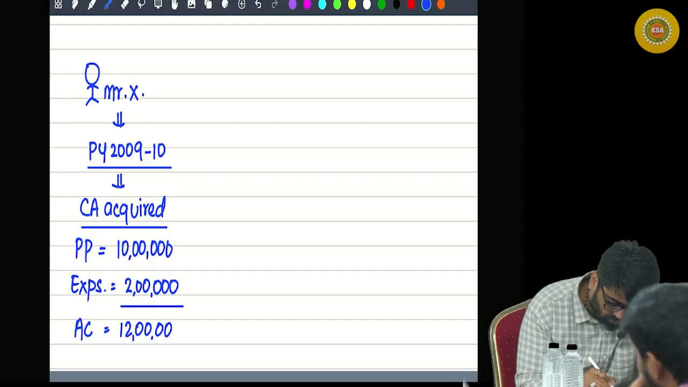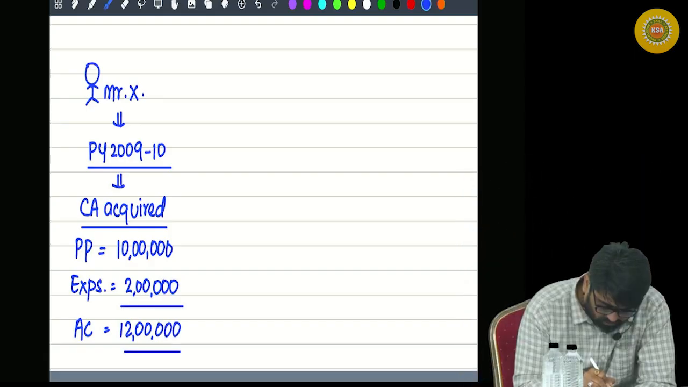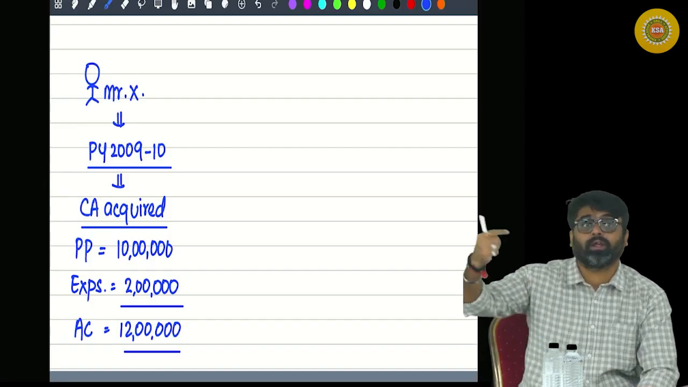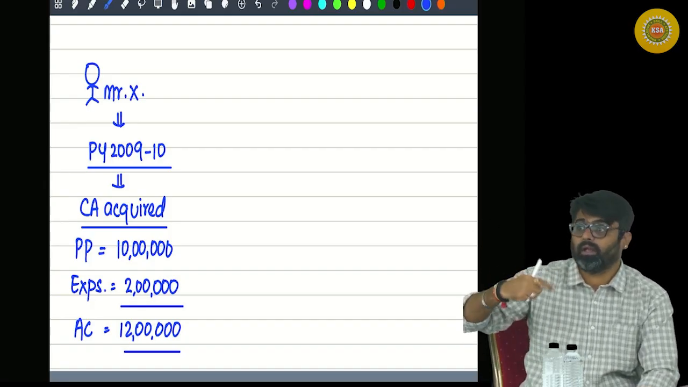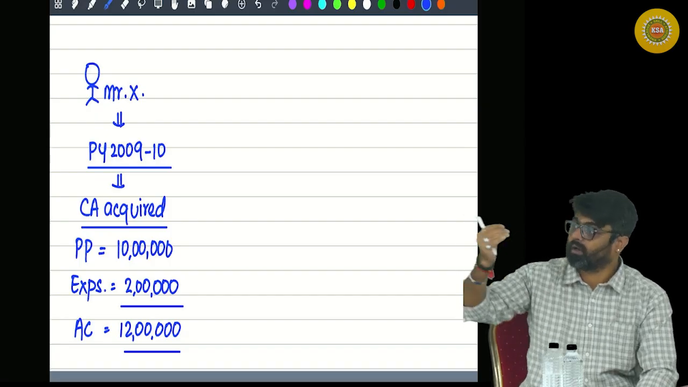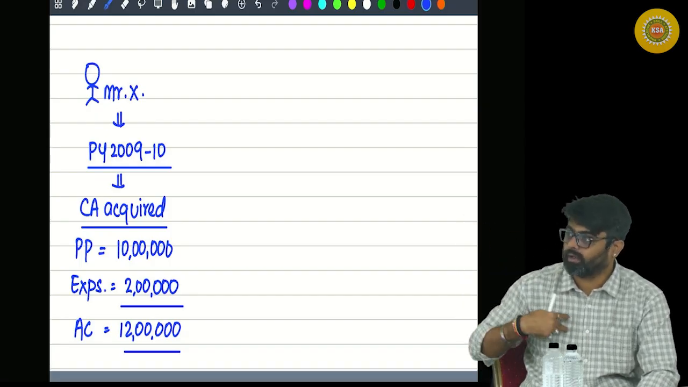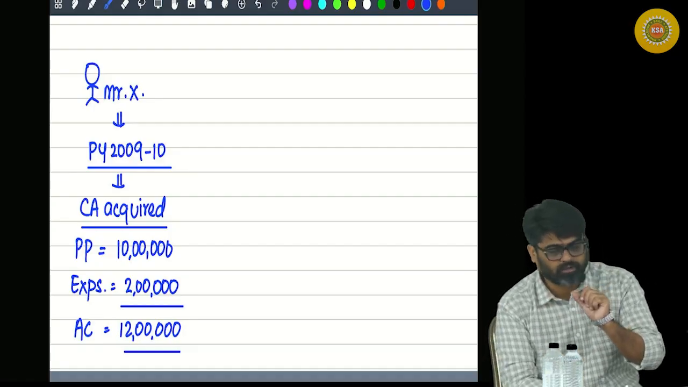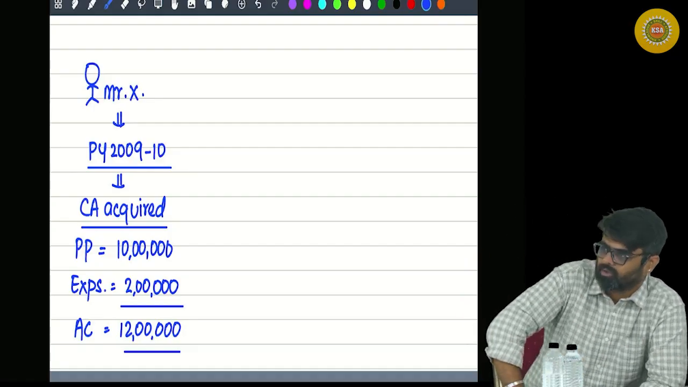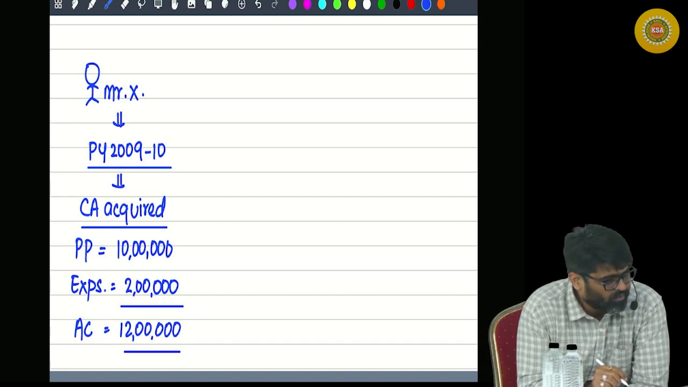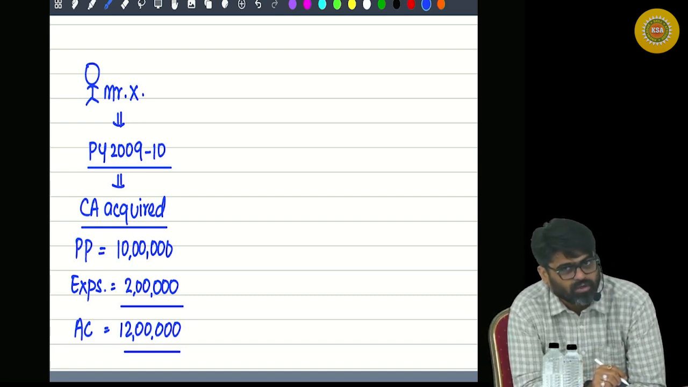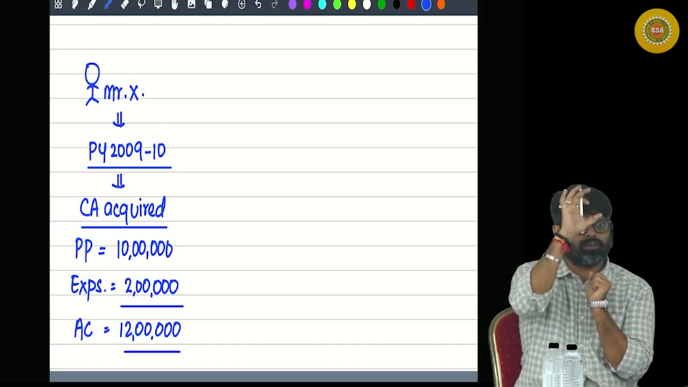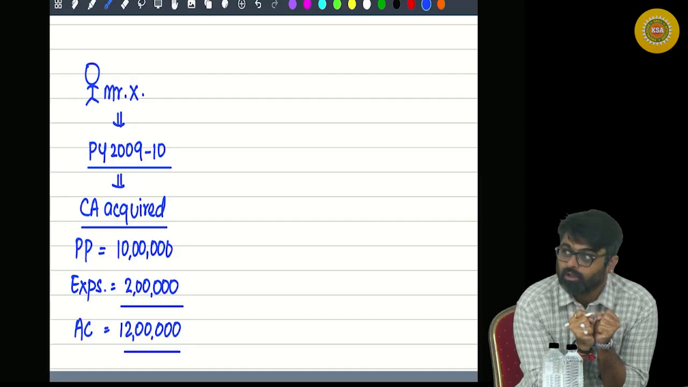Now the asset actually cost how much? 12 lakhs. 10 lakh you gave to the person from whom you are acquiring, and 2 lakh you incurred as a cost, purchase related expense. So this 12 lakh became your actual cost. Now this asset, whose actual cost is 12 lakhs, was held by you. You are an assessee holding this capital asset.